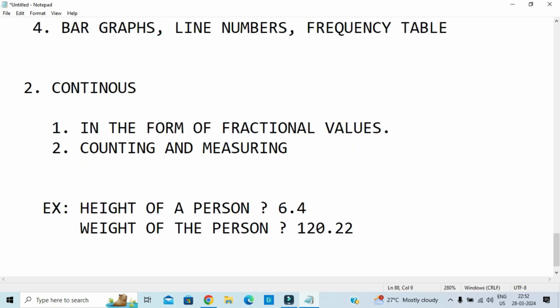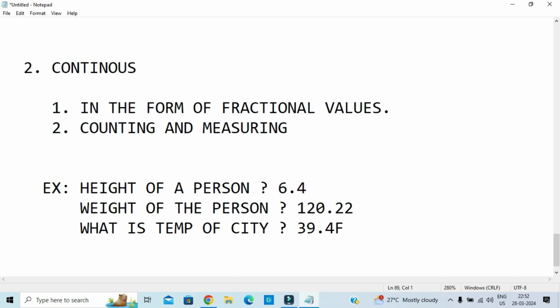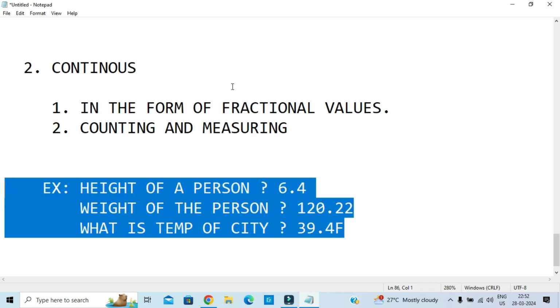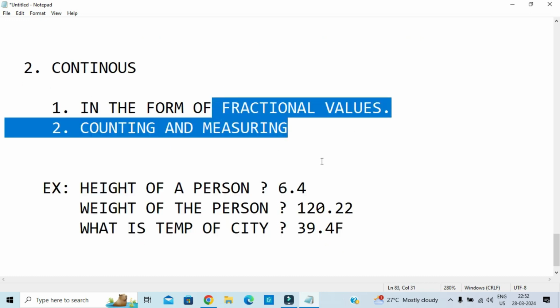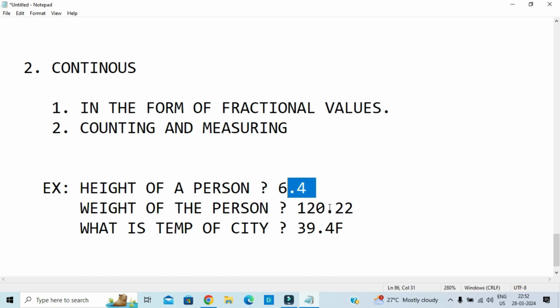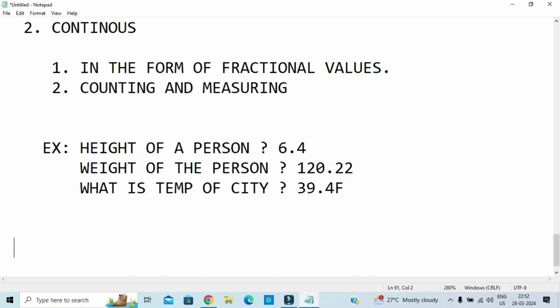If someone asks you what is the temperature of your city, reply by giving 39.4 degree Fahrenheit. So this is how the result will be displayed. The result will be displayed in the fractional values. Just remember, this result will be displayed in the form of fractional values. So this is how we represent the continuous data.